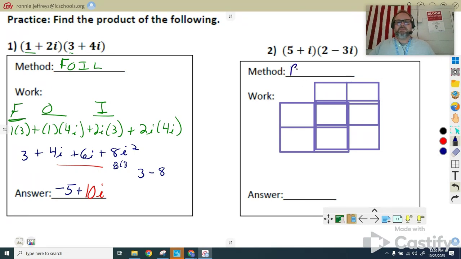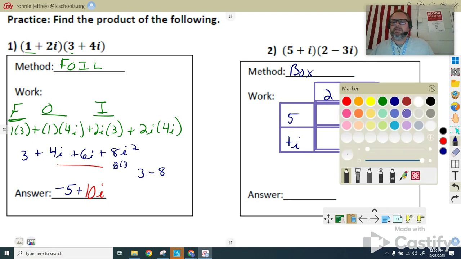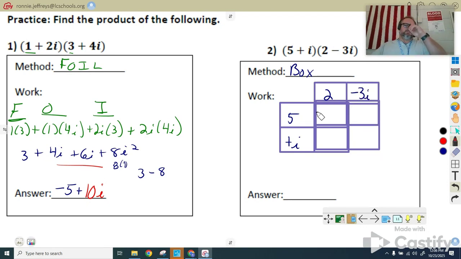So, step 1, we draw the box. We have 5 plus i, and then we have 2 minus 3i. In this box right here, what is 2 times 5? 10. What is negative 3 times 5? Negative 15. And then we tag the i along.